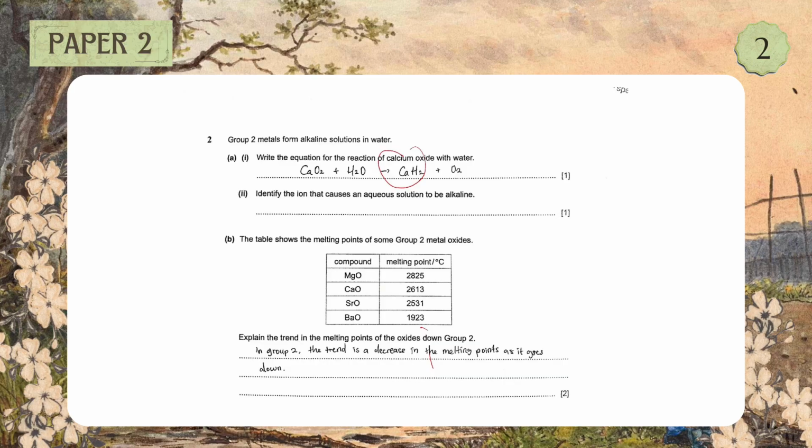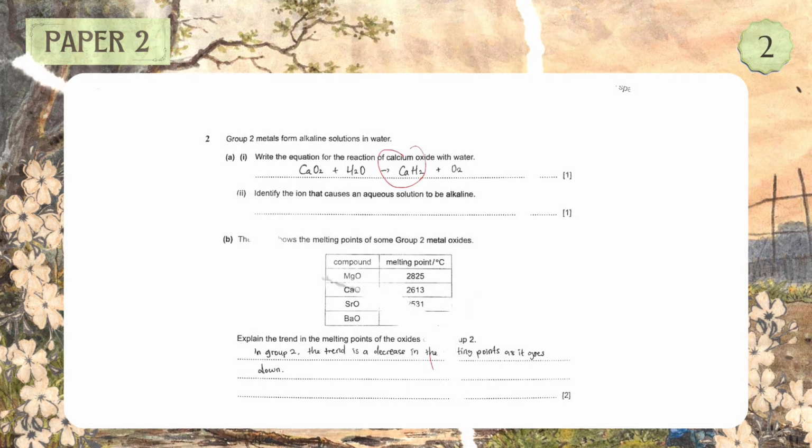So for 2a, CaO2 plus H2O should be Ca(OH)2. Why? Because calcium oxide is a basic oxide, so when a metal oxide reacts with water, it forms a metal hydroxide, not a hydride. For 2b, down group 2, the metal ions become larger, so the distance between positive and negative ions increases, reducing electrostatic attraction. Weaker ionic bonding means less energy is needed to melt the oxide.